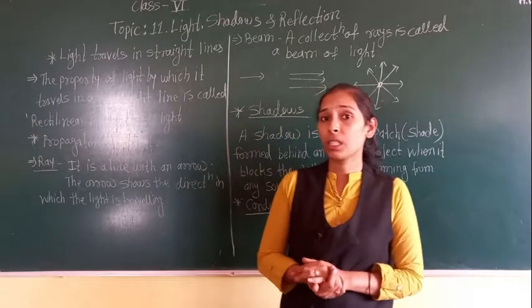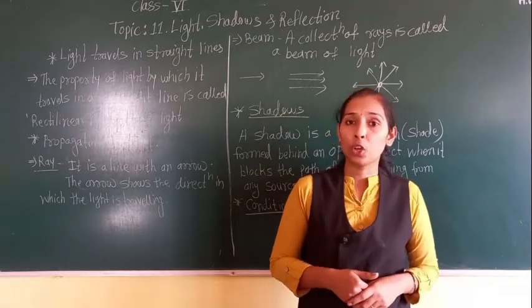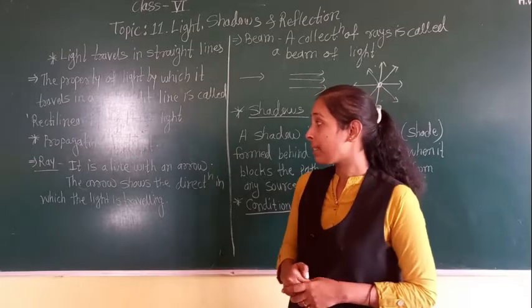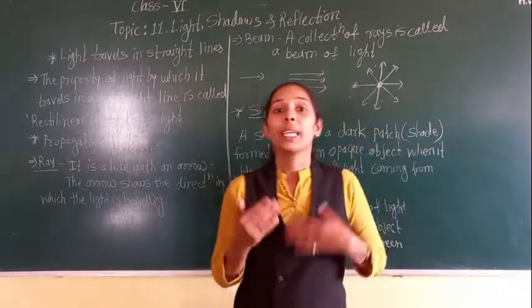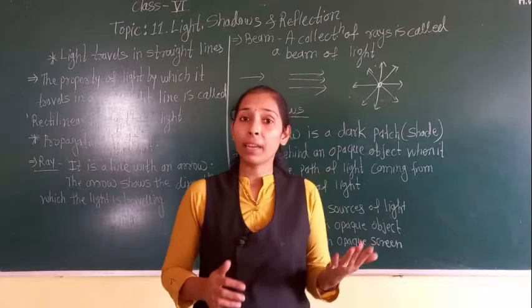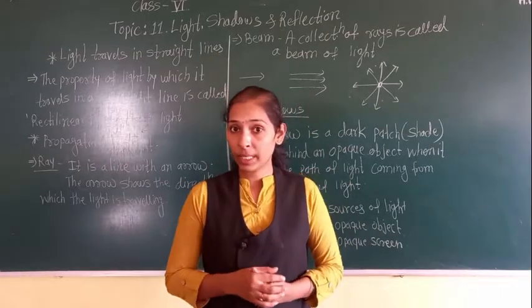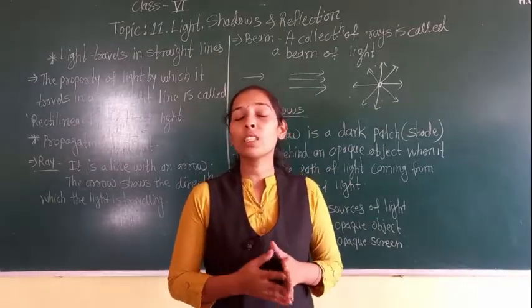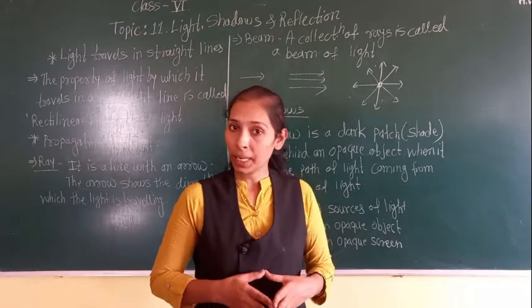So just now we have discussed the rectilinear propagation of light. This rectilinear propagation of light can be represented by a ray or beam. So let's discuss what is meant by a ray and what is meant by a beam.